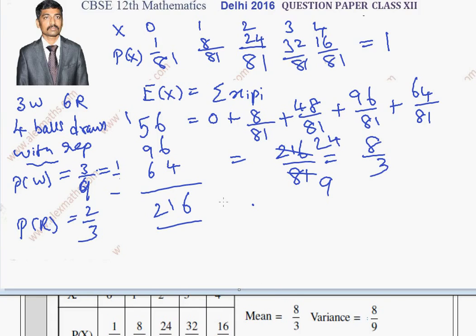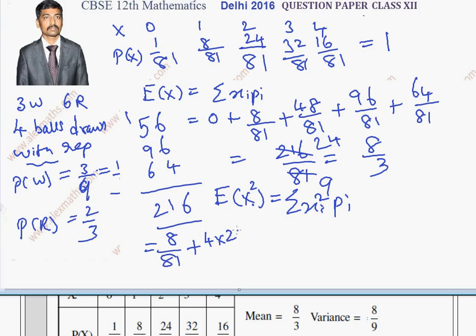Then for finding the variance, we need E of x square. Then only we can find the variance. E of x square is the sum of xi square times pi. So if I square x and add, the first term is anyway 0, the second term is 8 by 81 only. Then this is 4 into 24 by 81 plus 9 into 32 by 81 plus 16 into 16 by 81. Okay, we'll do the calculation here.